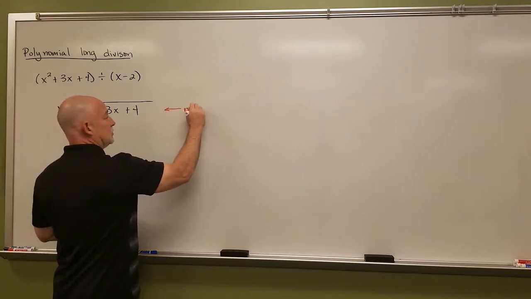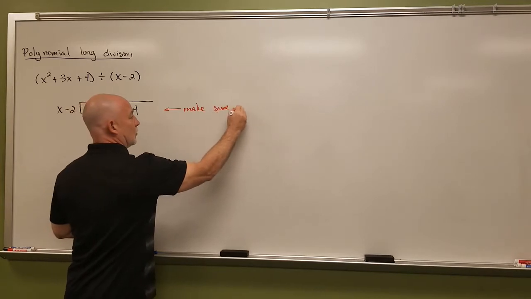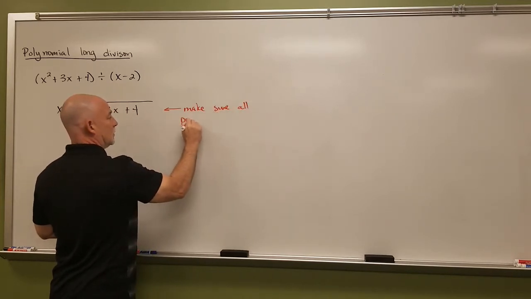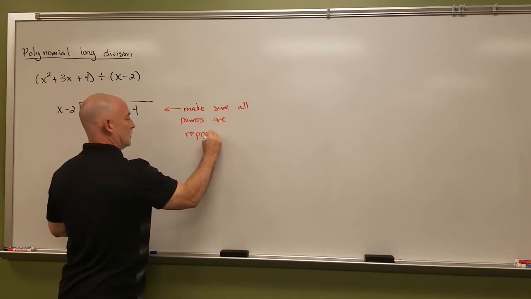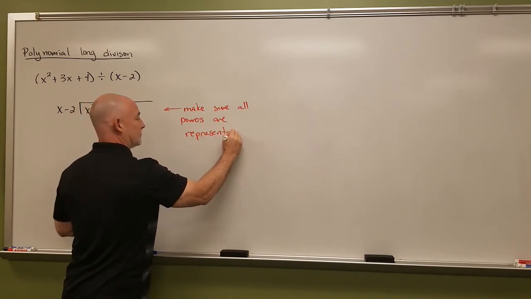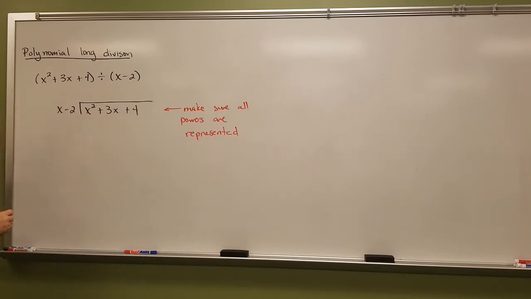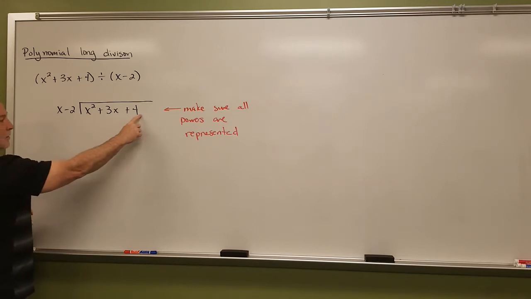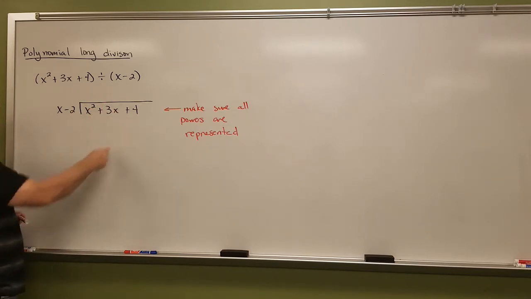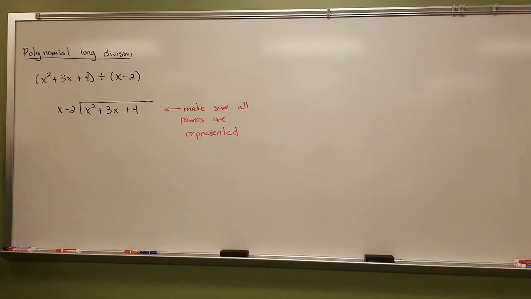And here we need to make sure all powers are represented. All right, now what we mean by that is, since this starts at x squared, notice it goes from x squared to x and then no x's. So we have a column for every power of x in that polynomial.